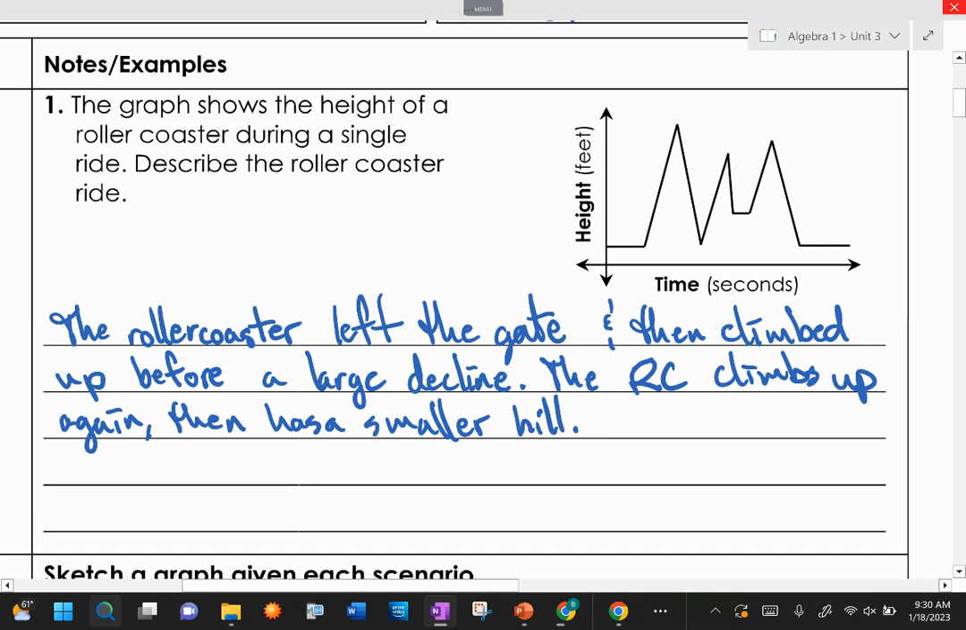And then how would you describe the last little part? So let's say we've just described right here. So how would you describe this last part right here? Okay, small decline, then we have one last hill at the end. Yeah. Okay. Let's keep going.